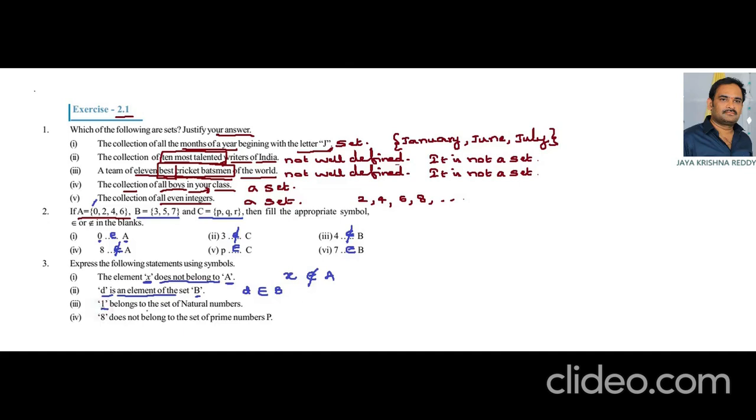Next, 1 belongs to the set of natural numbers. 1 is the element. Natural numbers is also a set. We represent it with capital N, N for natural numbers. So 1 belongs to, so you have to keep the symbol like this. That means number 1 belongs to natural number set N. And next, 8. 8 is the element and name of the set is prime numbers P. P for set of prime numbers, and 8 does not belong to set P because 8 is not a prime number.